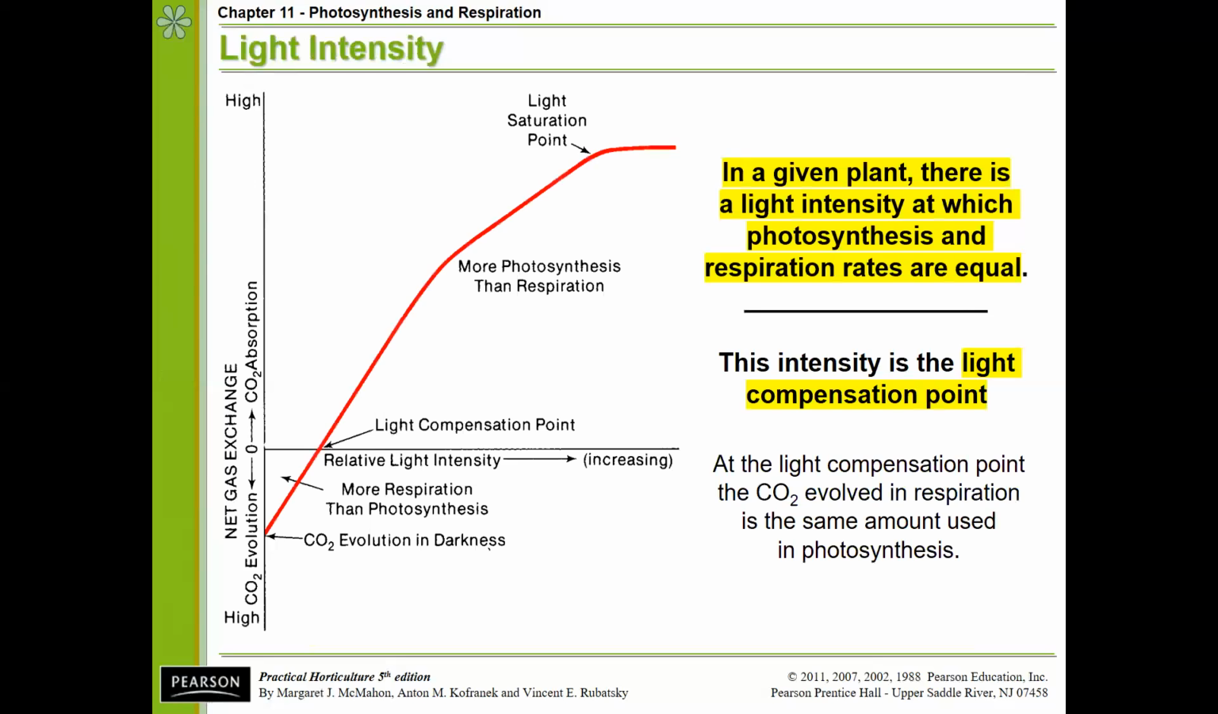At that point, you've got equilibrium of carbon dioxide released in respiration as well as the same amount that is used in photosynthesis. And at that point, again, we don't really have any net growth. It's beyond that light compensation point at which we tend to have growth.